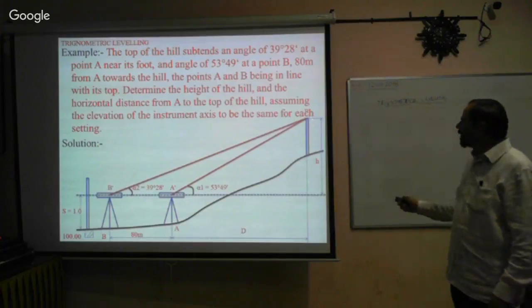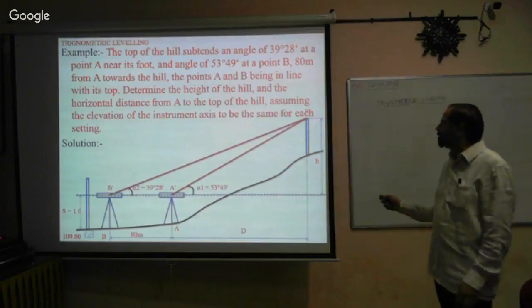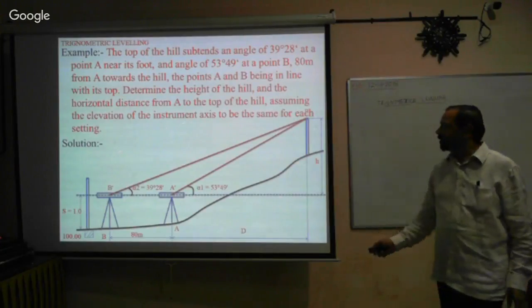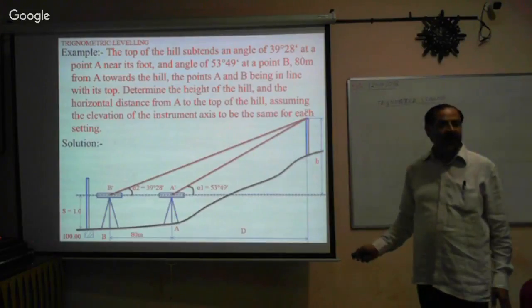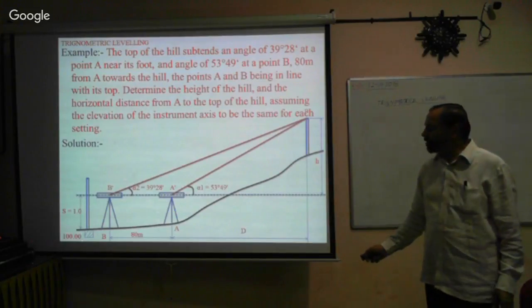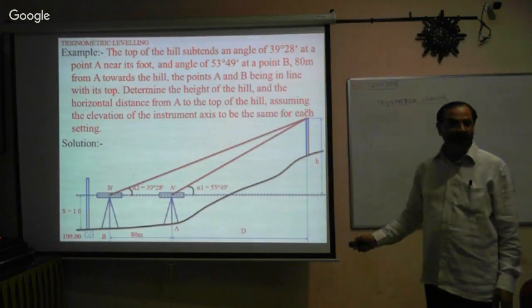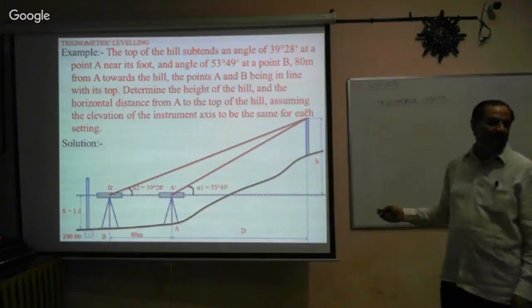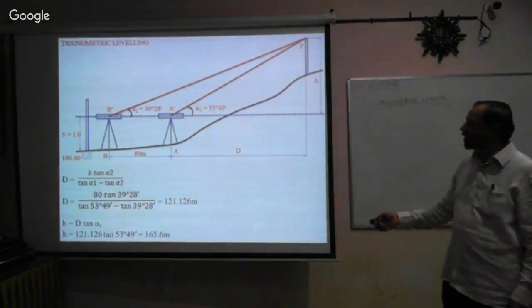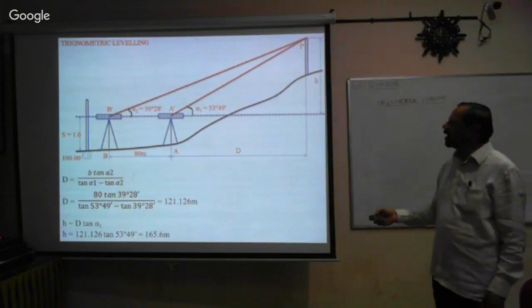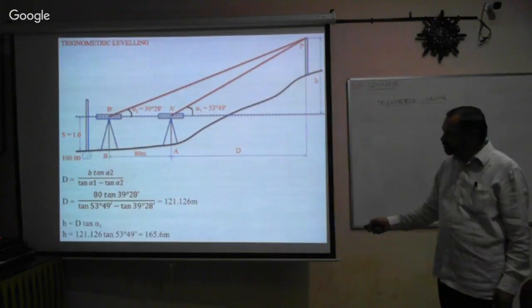After obtaining H, the height of the object above the instrument axis, we can calculate the elevation of P. The elevation of P is calculated as benchmark plus top reading plus H. Our problem is solved. Simple problem. So the solution is written here, the same thing we have discussed.